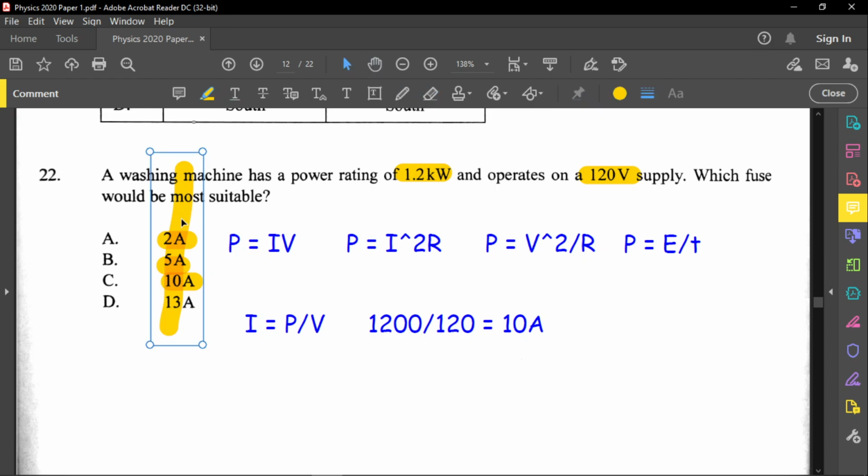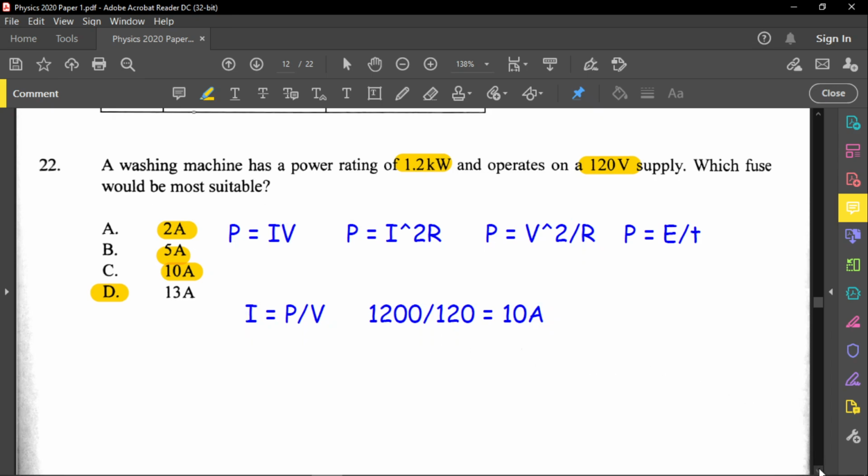So the only correct answer right here is D, because D is slightly higher than the current that is actually flowing. So what that means is, if the current flows over 10, going up to 13 or above, then the circuit will break.